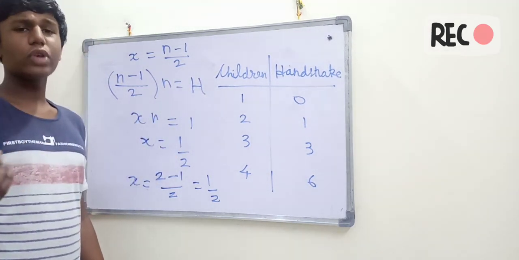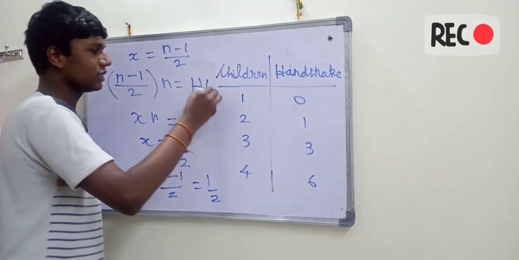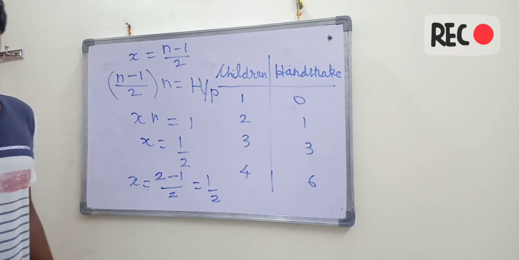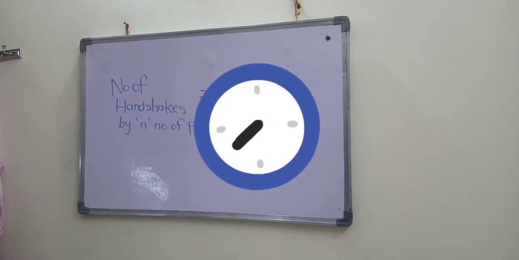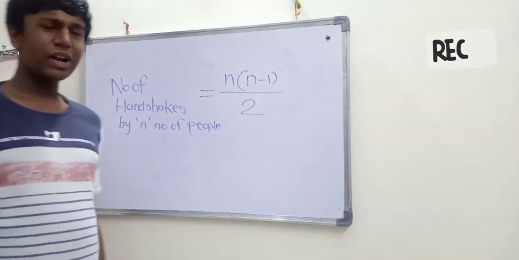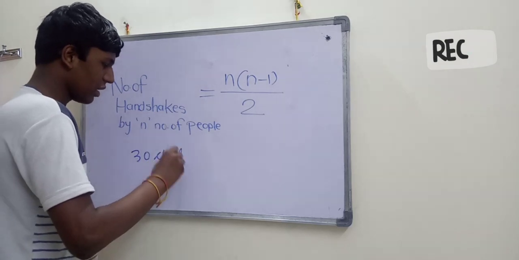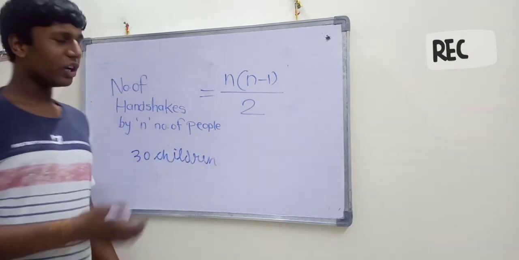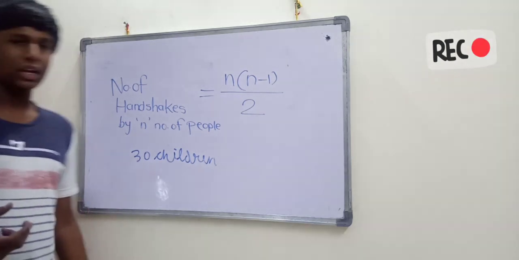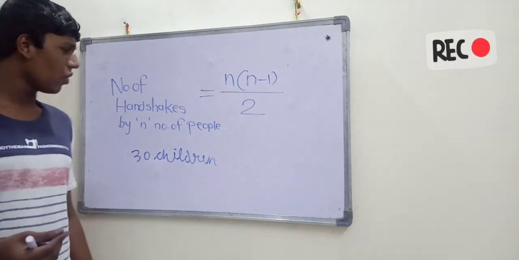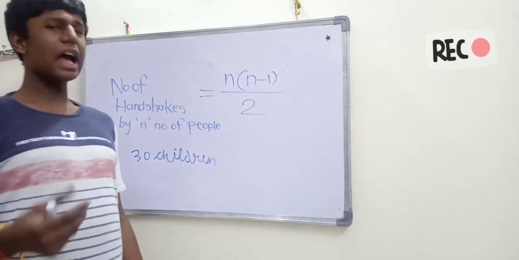This formula can also be used for the number of pairs that are needed in electrostatics, gravitation, etc. So in that given question there were 30 children, and those 30 children were asked to handshake with each other by respected Anand sir, and they were asked to calculate the number of handshakes.